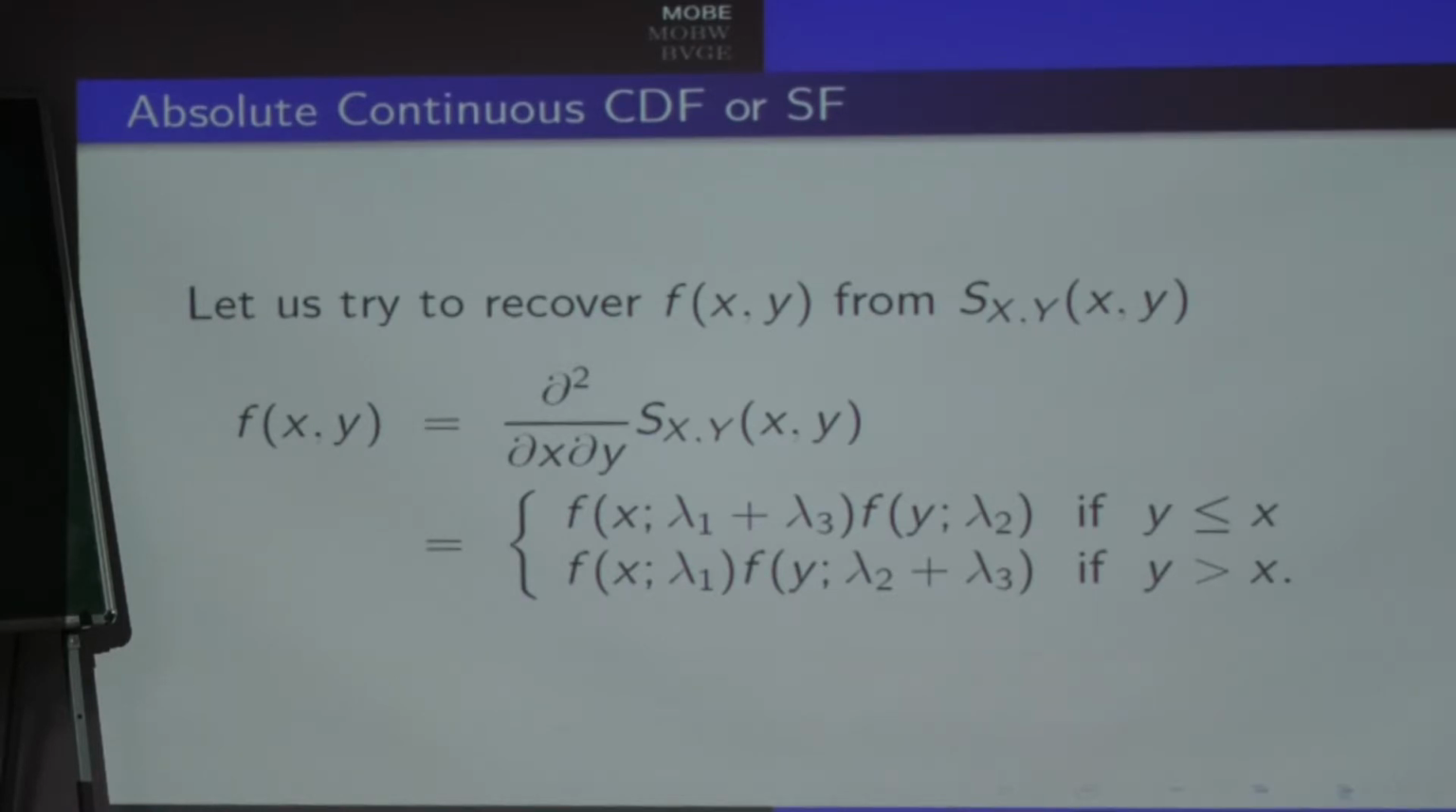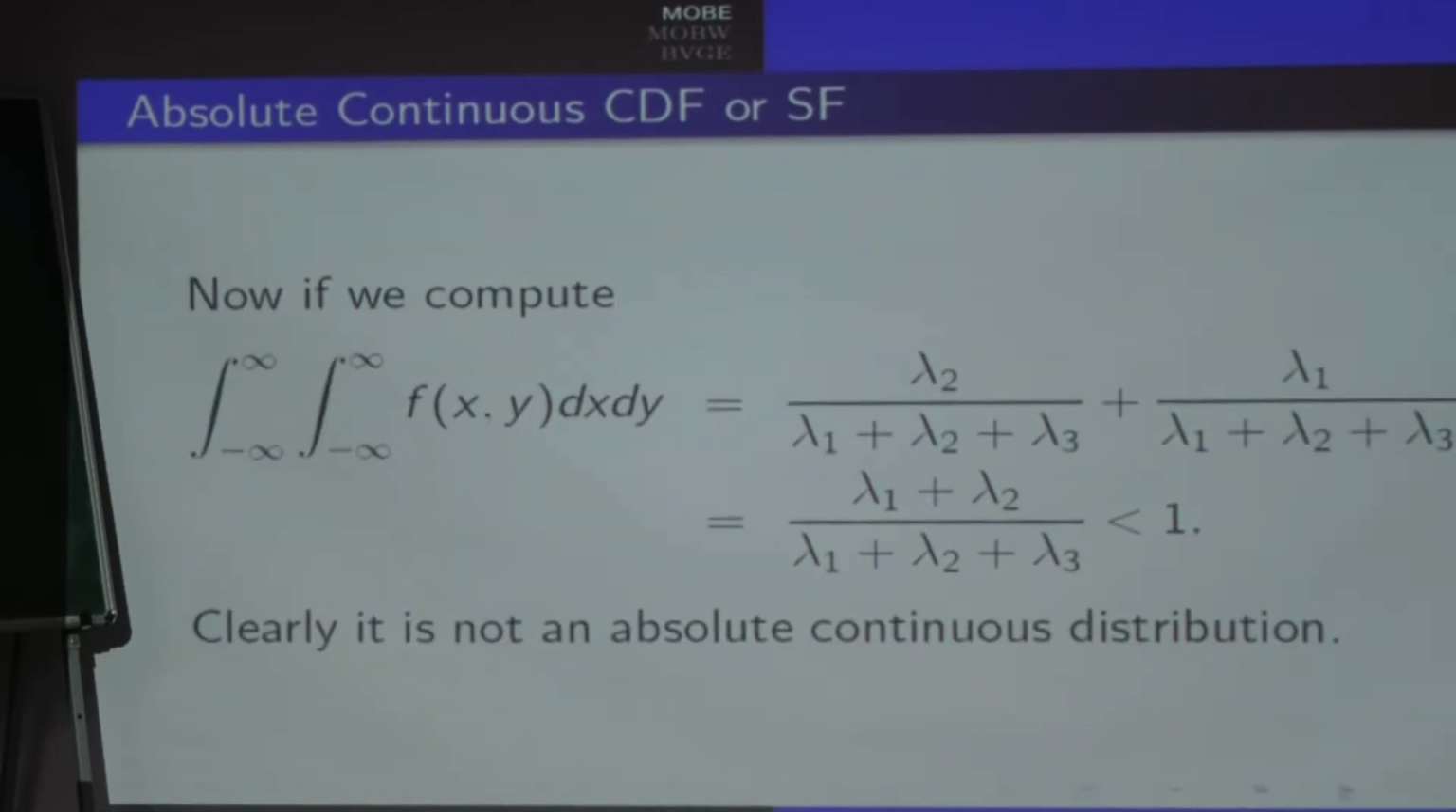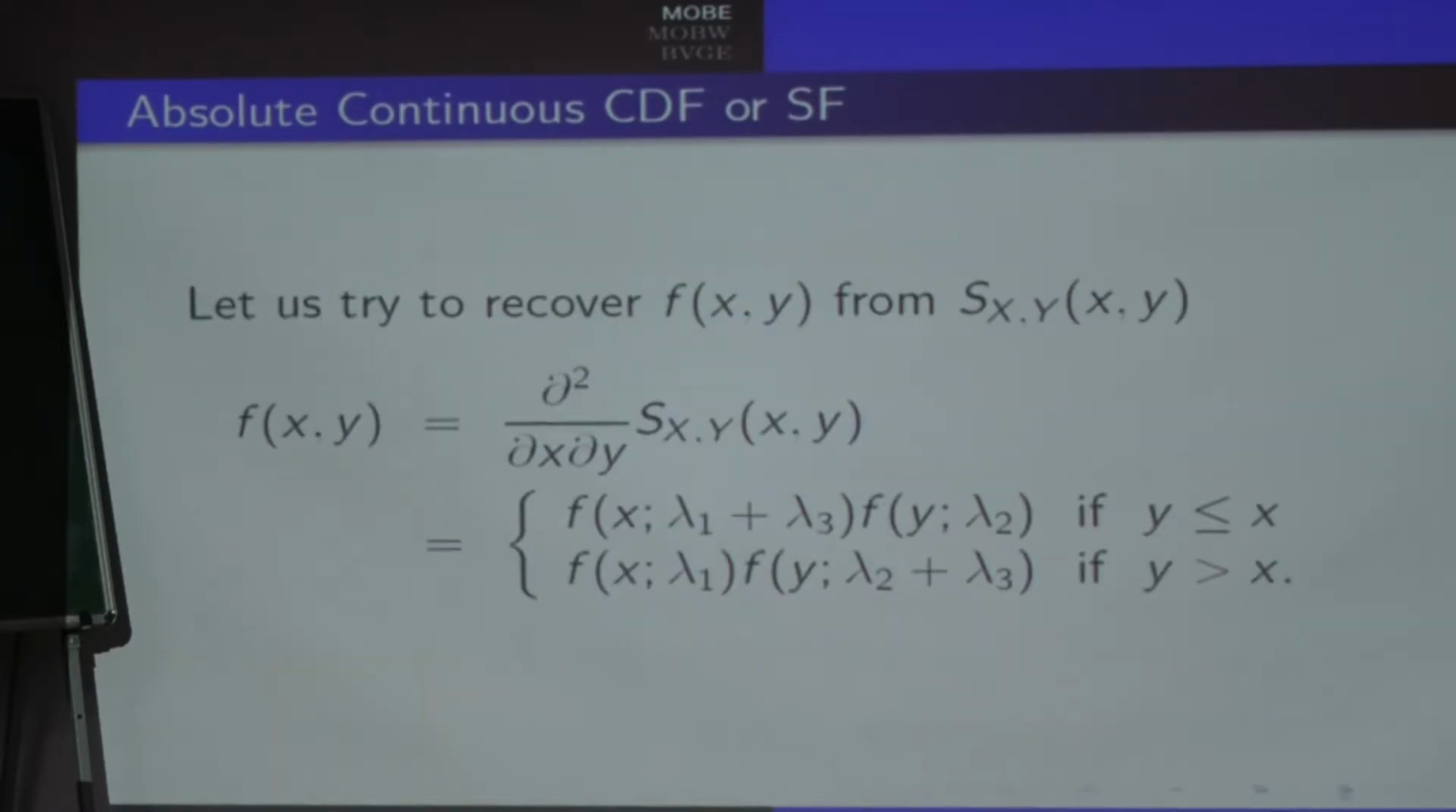I just got it by taking the double derivative, but let's go back and see whether it is satisfying that property or not. Whether your capital F or capital S is satisfying. One simple thing, let's look at the integration of f of xy dx dy over the entire range. It's very easy to see: if you put this form, lambda 1 plus lambda 3 e to the power negative lambda 1 plus lambda 3 times x, lambda 2 e to the power negative lambda 2 y, it's a very simple exponential integration, nothing more than that.